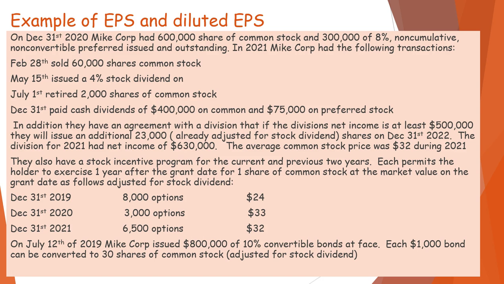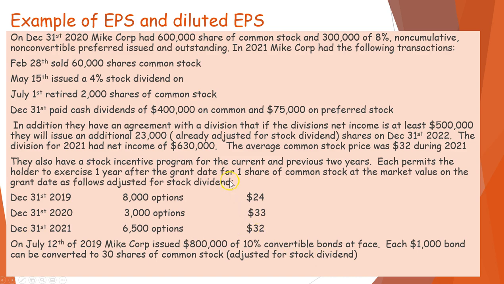In addition, they have an agreement with the division that if the division's net income is at least $500,000, they will issue an additional 23,000 shares, already adjusted for stock dividend. On December 31st of 2022, the division for 2021 had net income of $630,000, which means they've exceeded their goal. They also have a stock incentive program for the current and previous years. Each permits the holder to exercise one year after the grant date for one share of common stock at the market value on the grant date, as follows, adjusted for stock dividend.